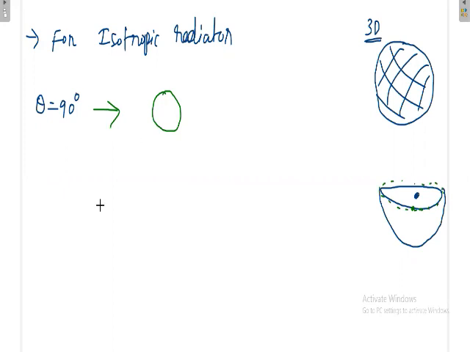Simply a circle. Similarly, when I take phi equal to constant, or not to make a confusion, phi equal to 0 degree, that means what, sir? I have to cut the sphere vertically. Once I cut the sphere vertically, my sphere may look like this.